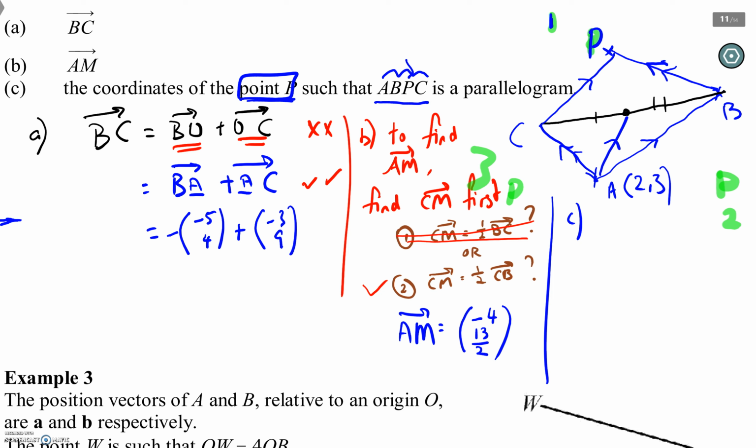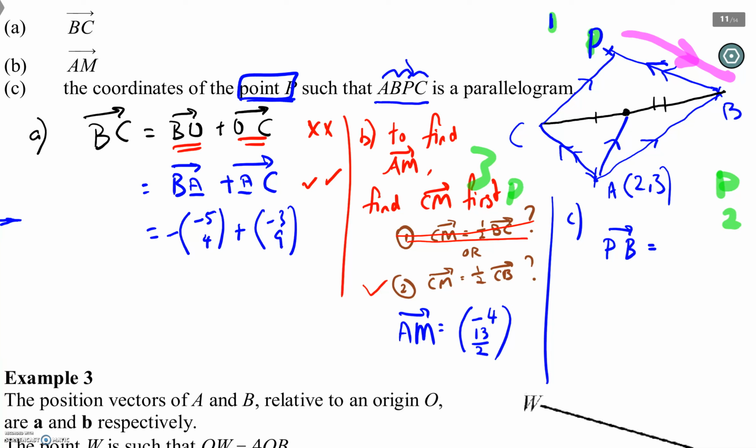So how? You want to use what? Which two vectors are equal? Aaron, try. I want to find P, right? Obviously, I must involve P. So which two vectors do you try? PB vector equal? I help you. PB is this one. PB must be equal to what?